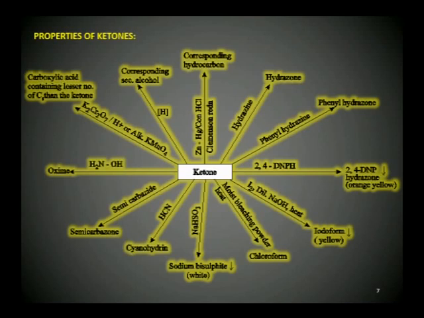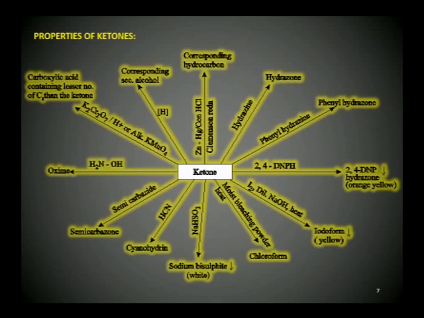The same way, when ketone is treated with moist bleaching powder and heated, we will get chloroform. When ketone is treated with sodium bisulfite, we get a white crystalline precipitate of ketone sodium bisulfite. When ketone is treated with hydrogen cyanide, cyanohydrins are produced. When ketone is treated with semicarbazide, semicarbazones are produced. When ketone is treated with hydroxylamine, oximes are produced.